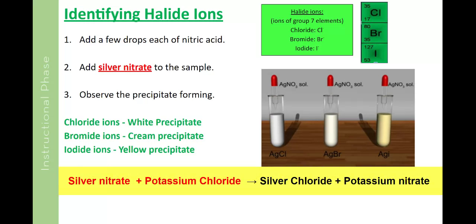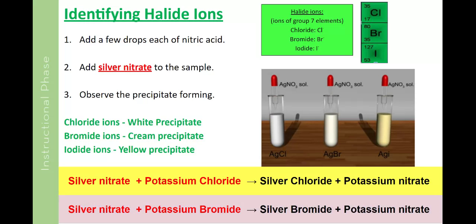So silver nitrate, if we were adding it to a sample of potassium chloride, now look at that, potassium chloride must contain chloride ions. When we add the silver nitrate, the chloride ions react with the silver in the silver nitrate to form silver chloride, and the silver chloride is the insoluble precipitate that forms.